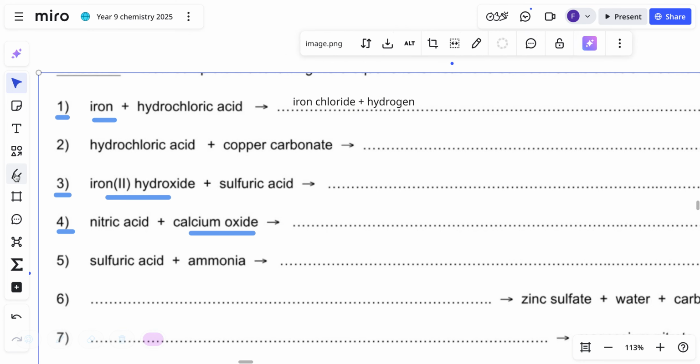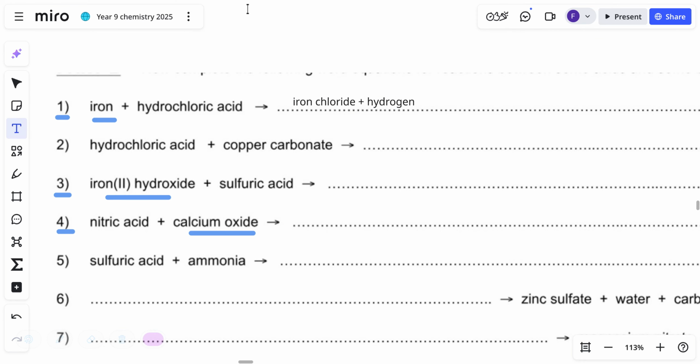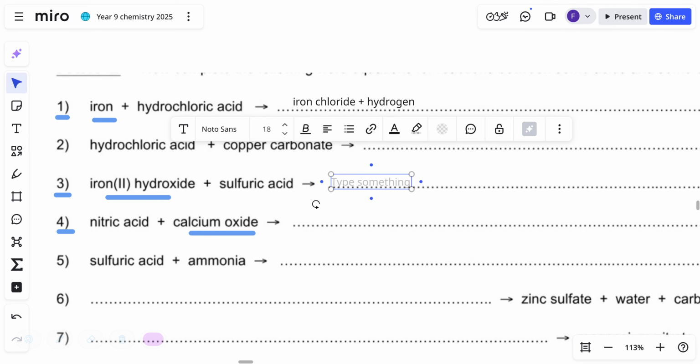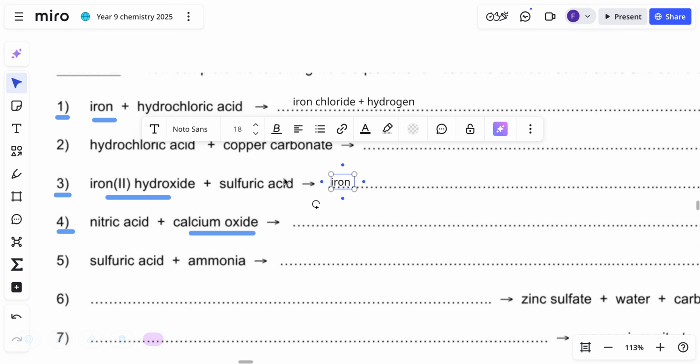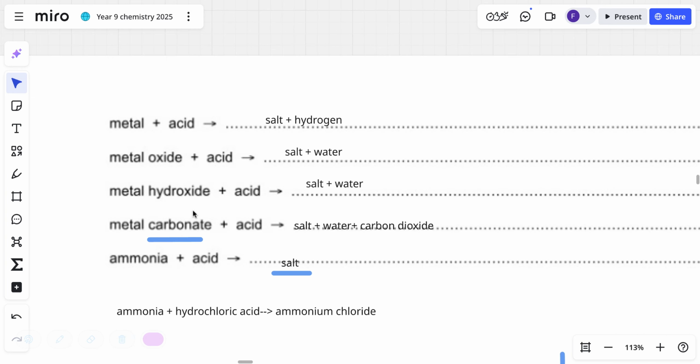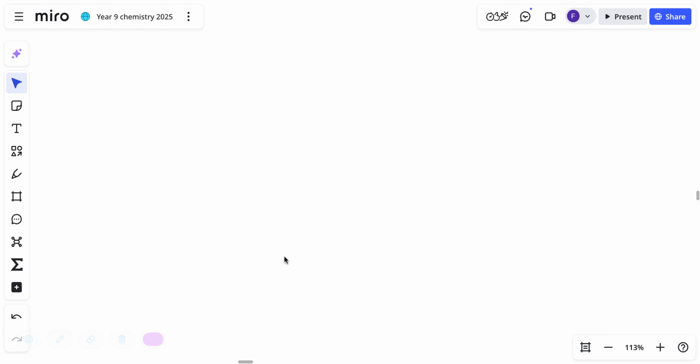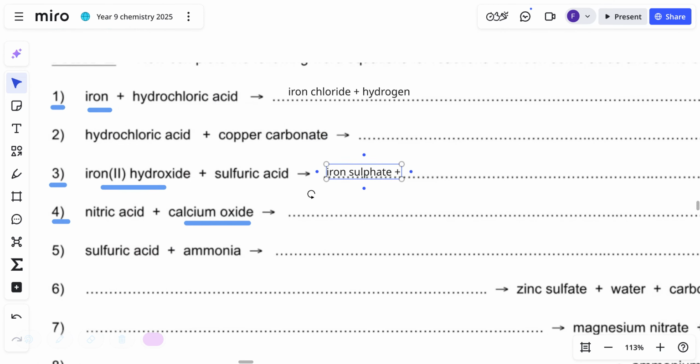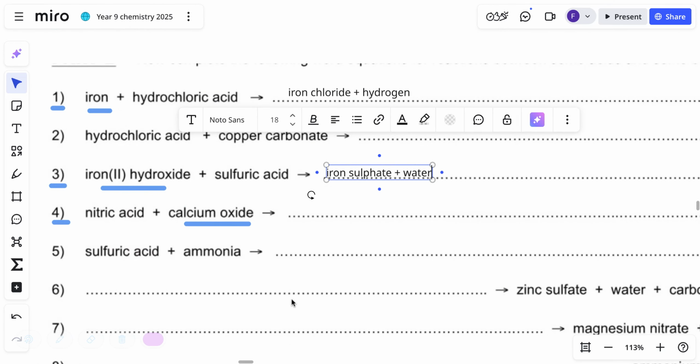For this one over here, you've got iron. So that would be the metal. The acid is sulfuric acid, so it'll be sulfate: iron sulfate. Plus, because it's a hydroxide, you look at the general equations. If it's a metal hydroxide, you get water. Plus water. And that's the word equation done.